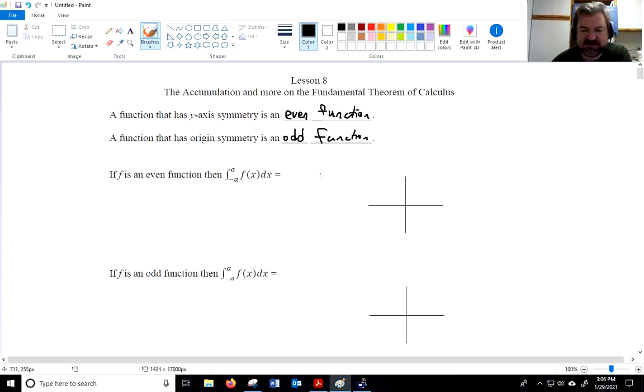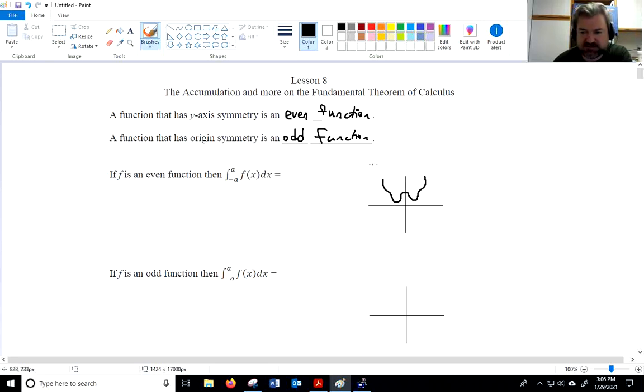So if f is an even function, then it might look something like this. It might come like that and then come up here. But then whatever it does on the left, it's going to do on the right because it is symmetrical across there.